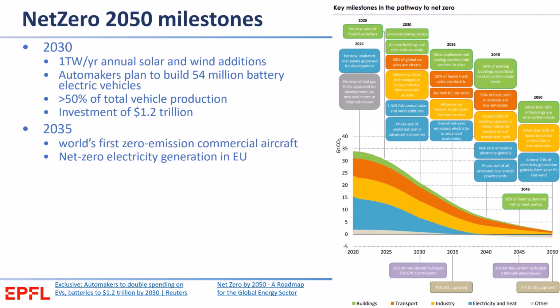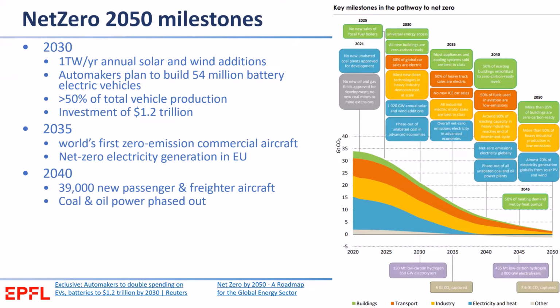By 2035, there'll be the world's first zero-emission aircraft, probably running off hydrogen. And the EU should be at net zero with its electricity generation. Seeing is believing, but it's what the EU are stating. By 2040, Airbus have said there'll be 39,000 new passenger and freight aircraft, which are composites intensive. So it matters how we use composites. It's still going to be a large growth in transport.